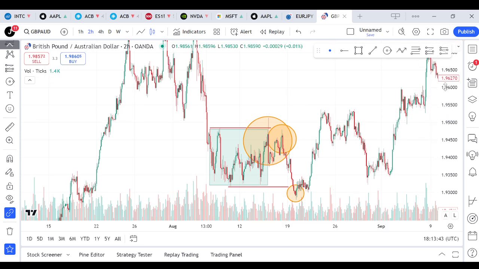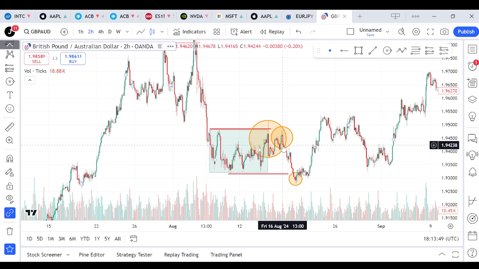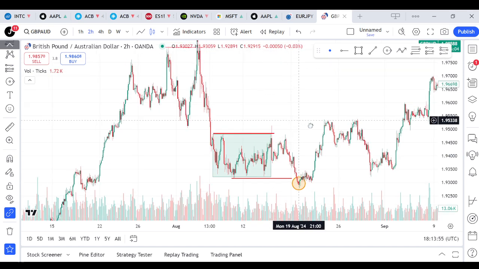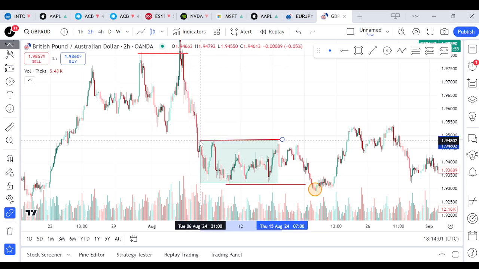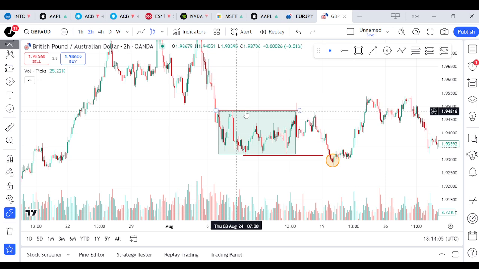Fake breakouts are just like liquidity sweeps, where the market goes to take out stop losses from retail traders in order to push price in the opposite or intended direction. And that is exactly what happened here. You can see this area here, this was a key resistance level. So this area is expected to hold.